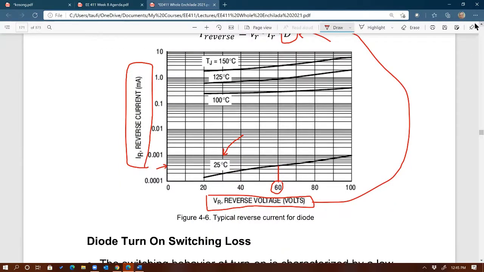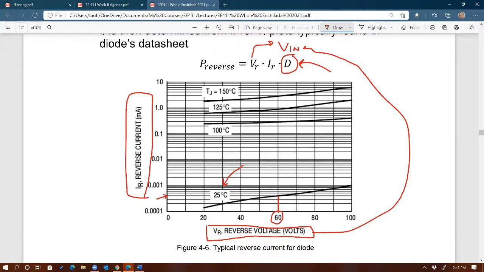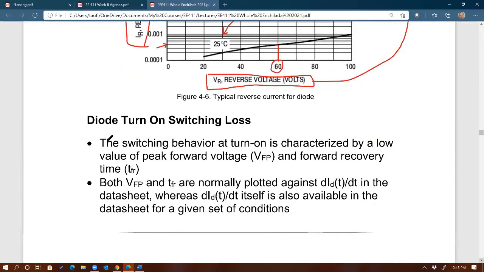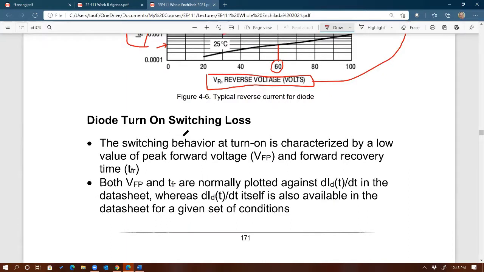Any question on this? So far so good, right? Not bad. This next one is bad. The switching loss. Even turn on, it's not that straightforward, but the turn off is the worst.